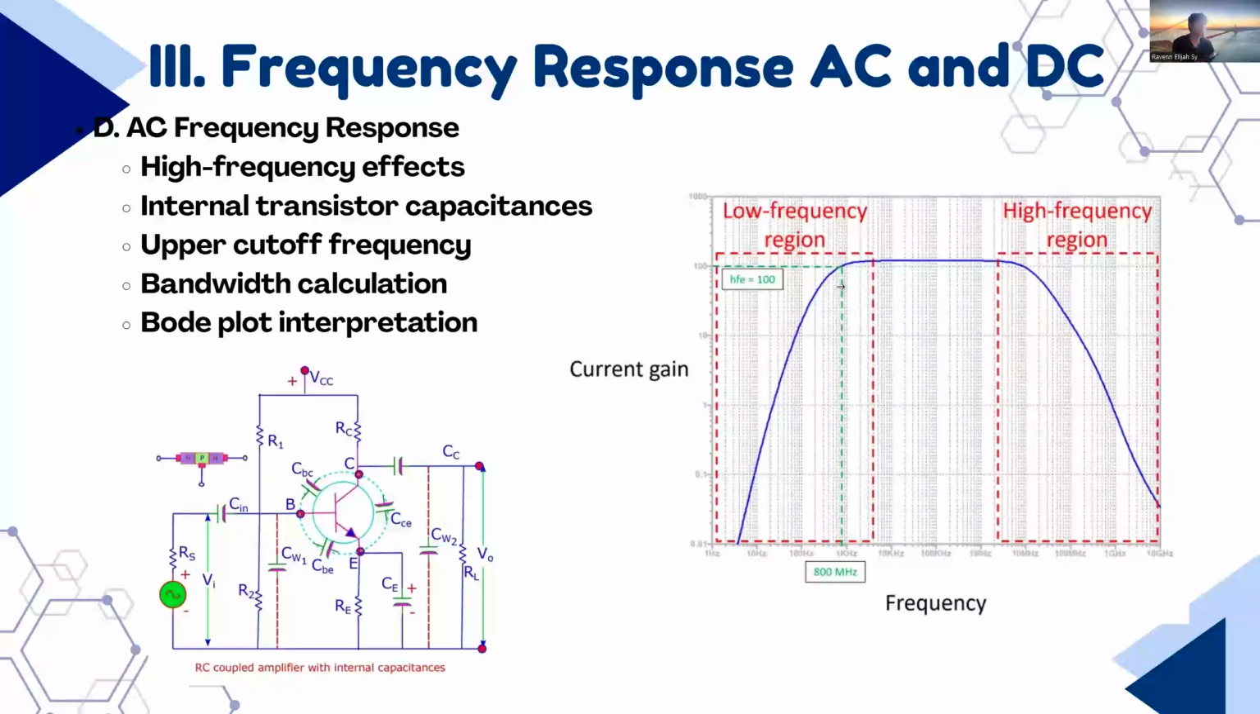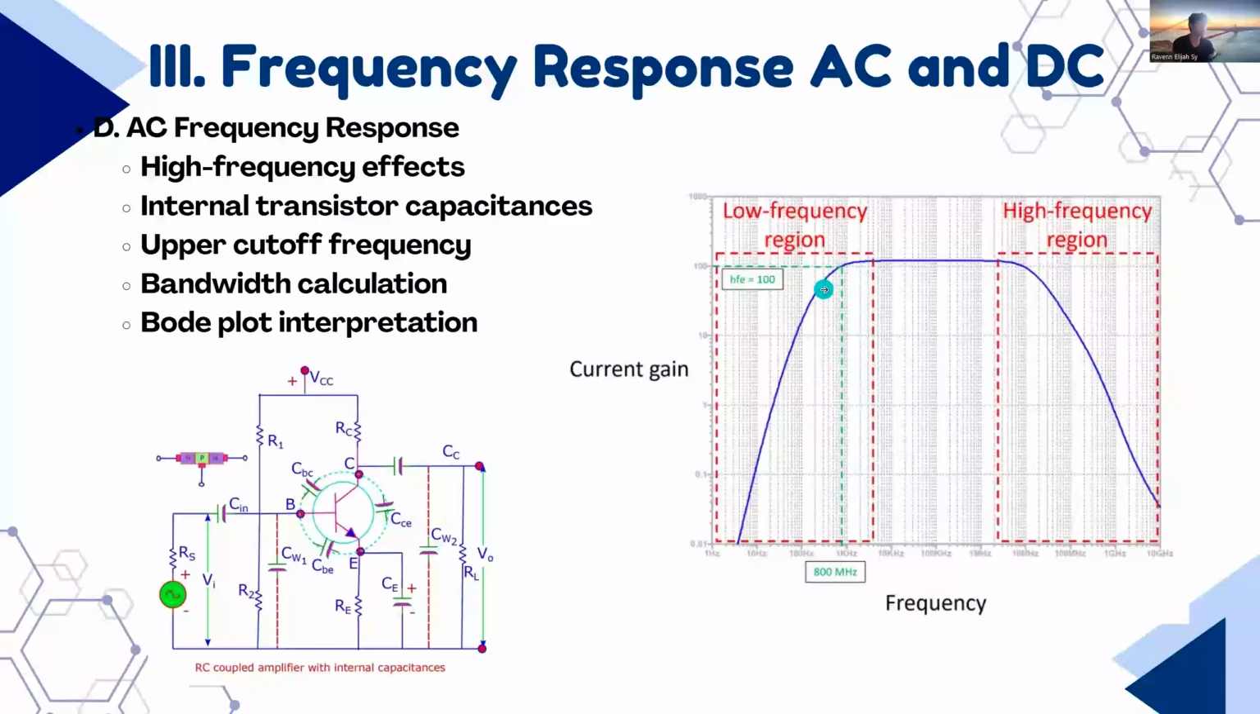When interpreting the Bode plot, the midband gain is flat until the frequency passes the lower or upper cutoff frequency. The gain drops by exactly 3 dB from the midband maximum, marking the half-power thresholds.